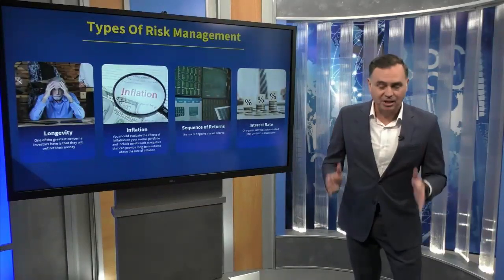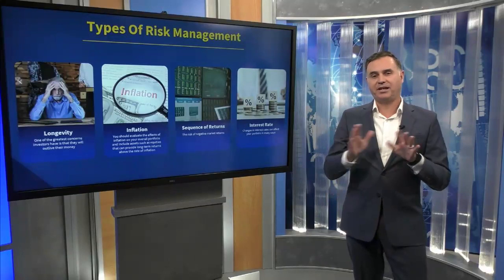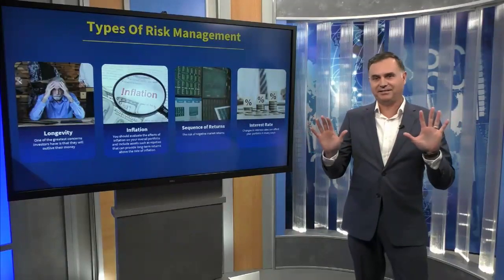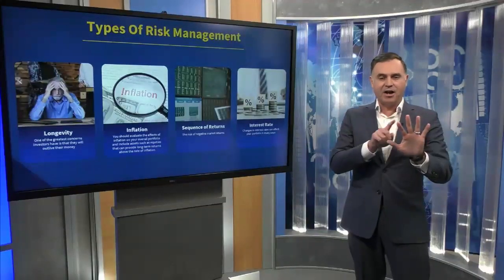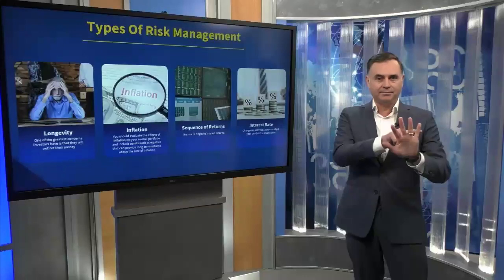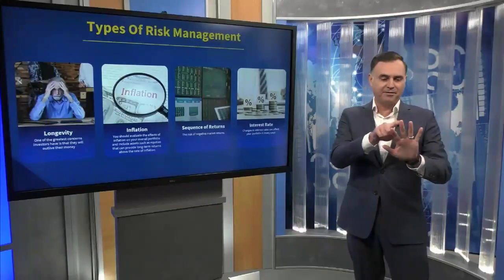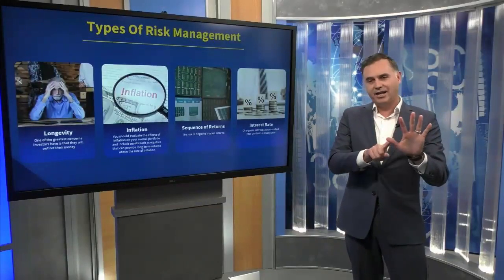So the idea of sequence of return risk says, let's say for the next 5 years, you had a genie that said, the next 5 years, I know what the returns are going to be: 10%, 3%, 5%, negative 20, and 2.